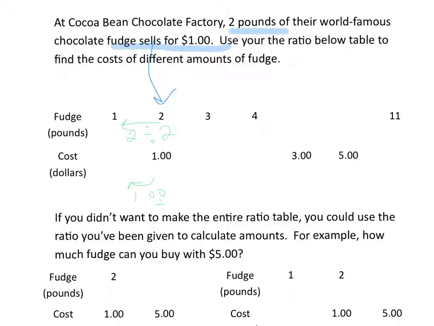So we're going to take $1 and we're going to divide it by 2. Now, if we're dividing $1 by 2, we have to say, well, what's $1 divided by 2? Most of us know that to be 50 cents. So we get that 50 cents is how much 1 pound would cost.